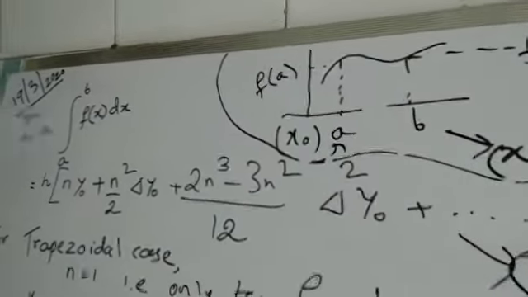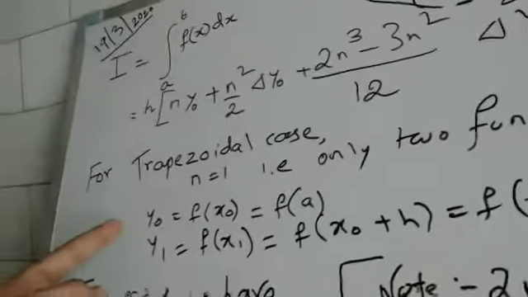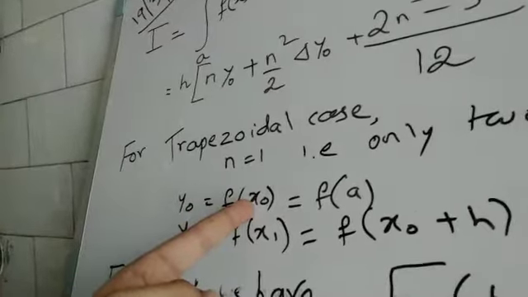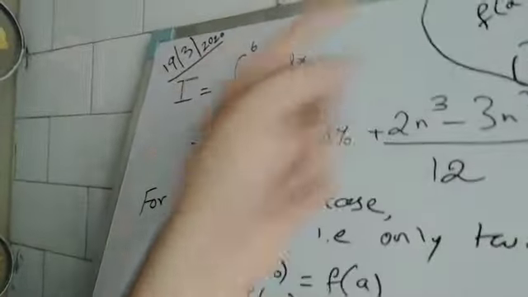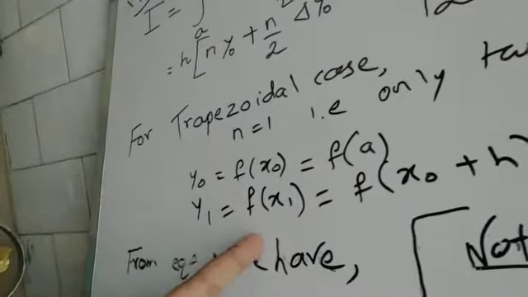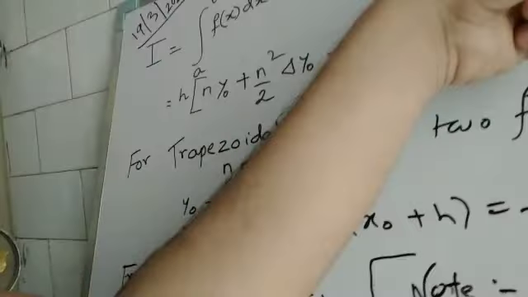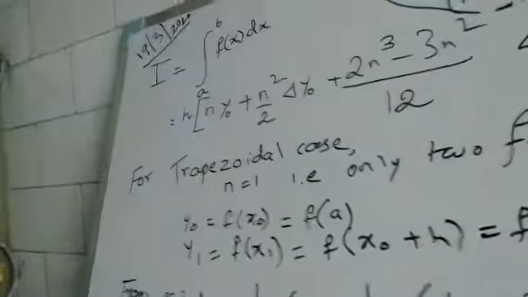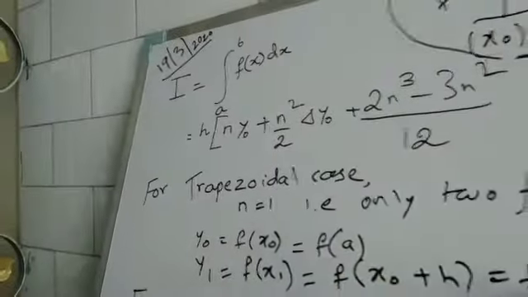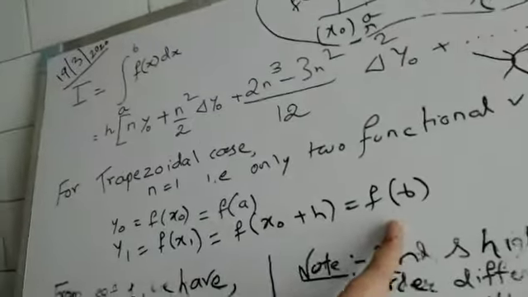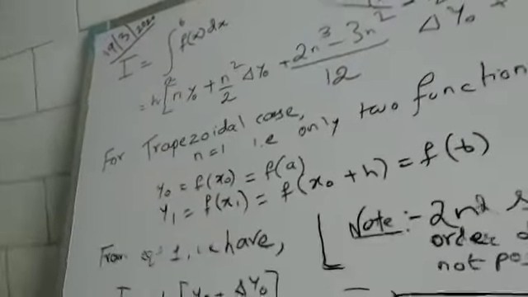Okay. So y0 is basically the function value at x equal to x0, that is basically f(x0), this point. And y1 is the function value at x1. Now what is x1? x1 is this point, that is f(x0 plus h), and then this is basically the last point. For this case, this is my f(b). Okay. So until this point, I hope it is clear.